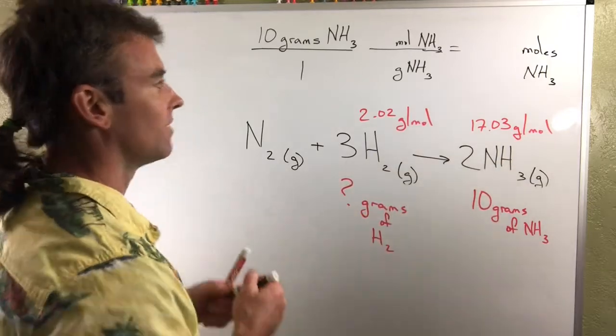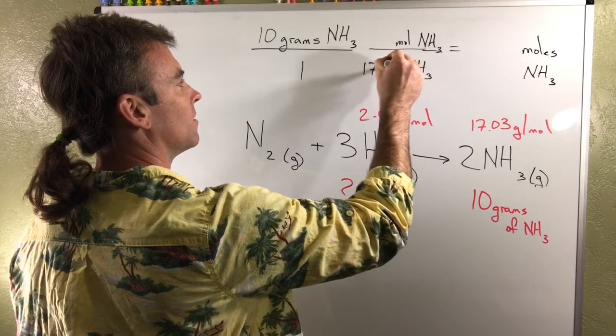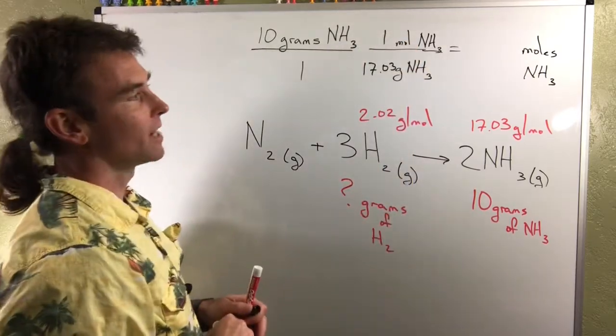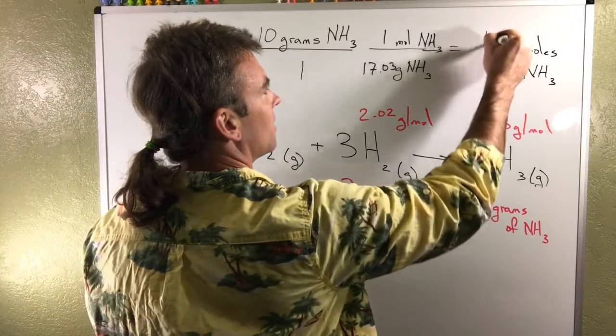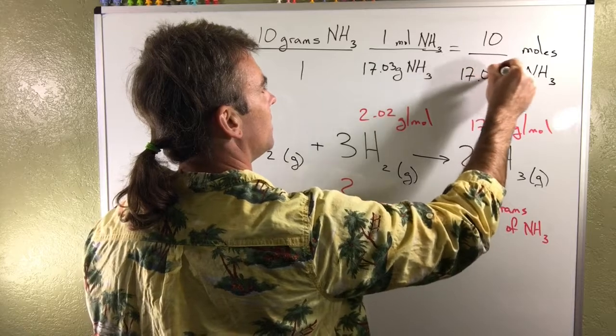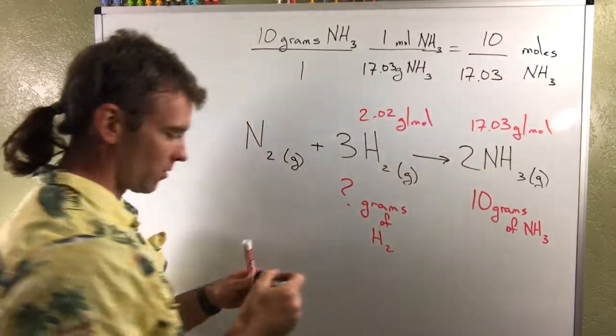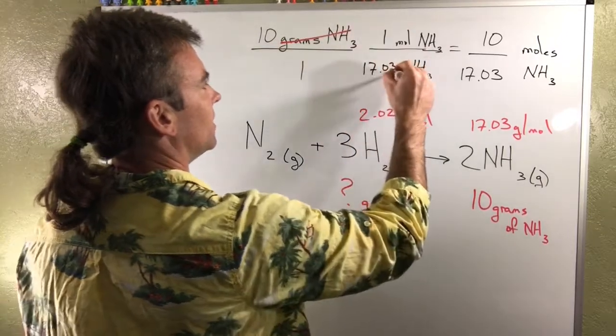So we can take advantage of that. It turns out that the 17.03 goes here. The 1 goes up top. And then we carry through, and that tells us the true number of moles. It's going to be 10 divided by 17.03 because these units will cancel.